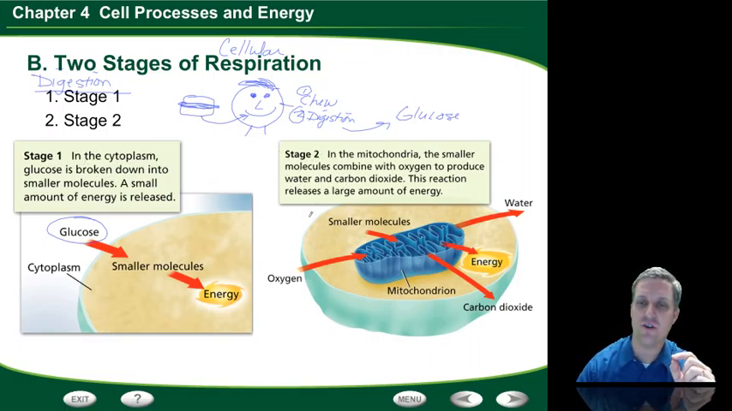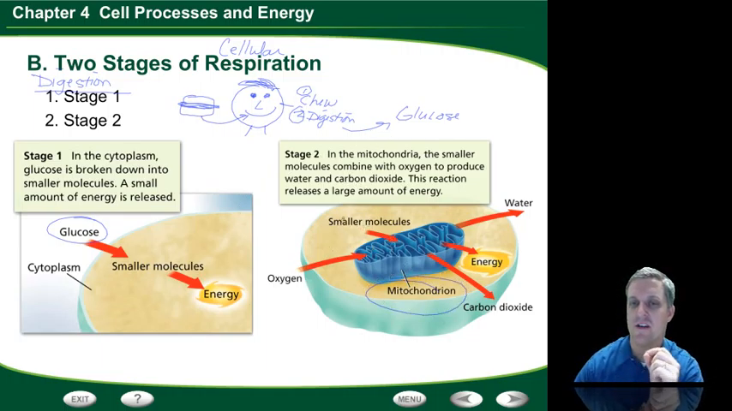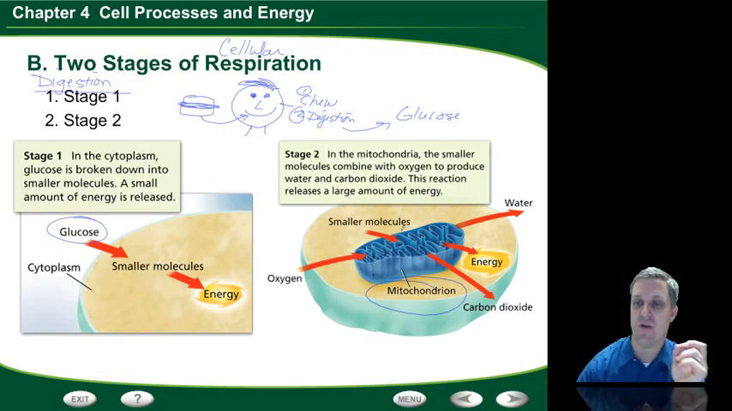In stage 2, that sugar molecule is going to go into the mitochondrion. In the mitochondria, those smaller sugar molecules combine with oxygen to produce water and carbon dioxide. There's this chemical reaction that happens, and one of the big results from it is a large amount of energy.